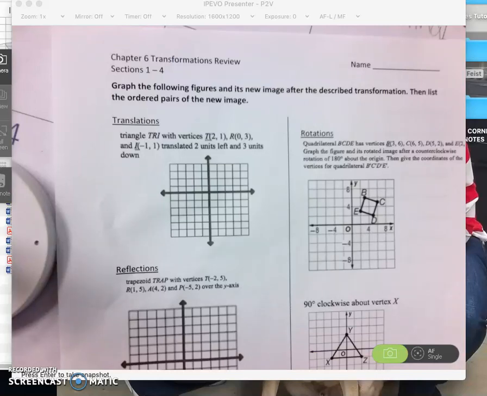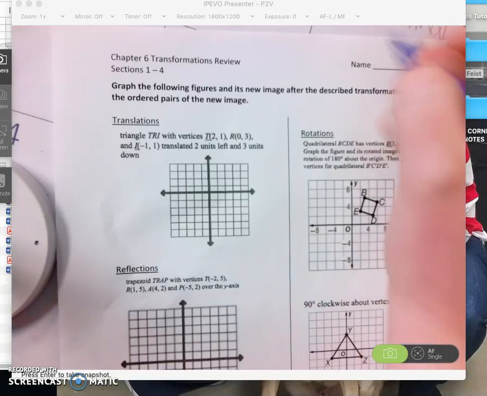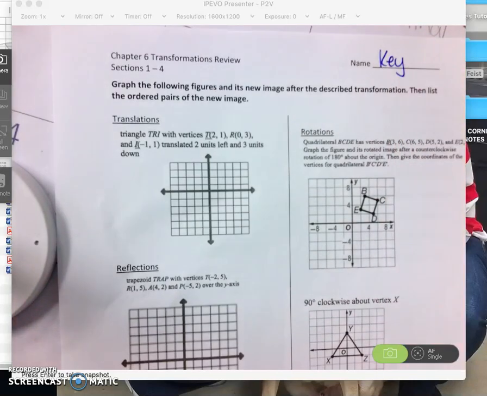This is our transformation review. So if you're gone on Monday, this is what we'll be doing. And I'll try and add some stuff in there on maybe some hints that will be on the quiz tomorrow.